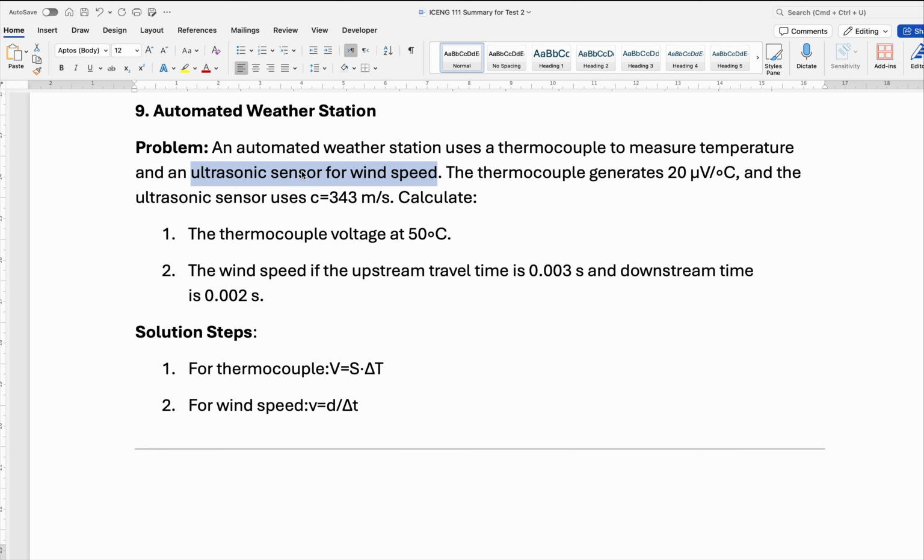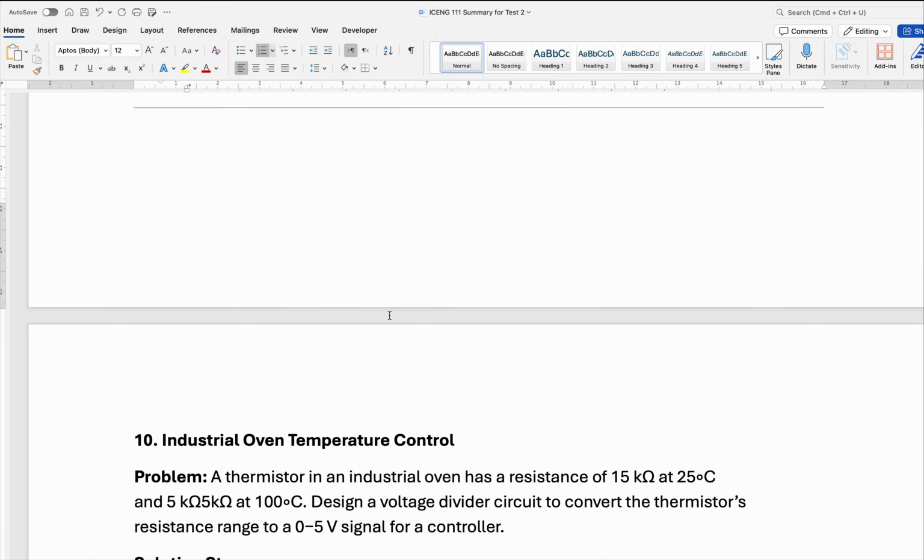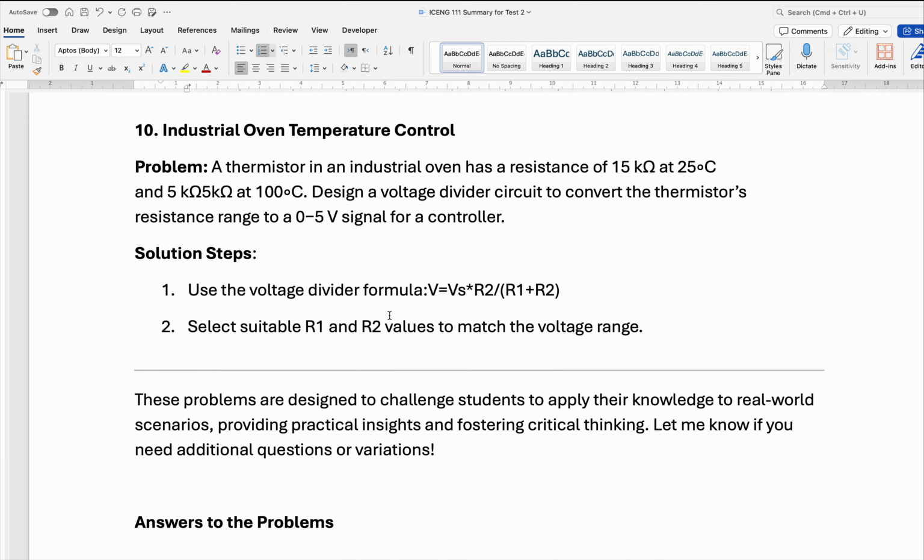In this case, if I have time and I have the ultrasonic sensor, this is not straightforward, because the ultrasonic sensor will identify the distance for me, but it will not help me with the wind speed. For wind speed, I need the distance. I need the time. I already have the time, but I don't think we have enough information, to be honest, so I'm not going to continue with that.